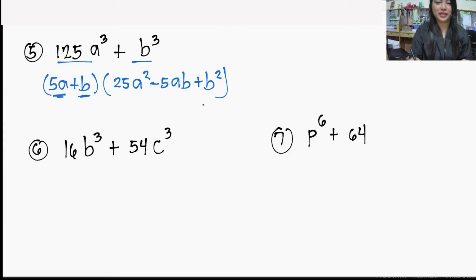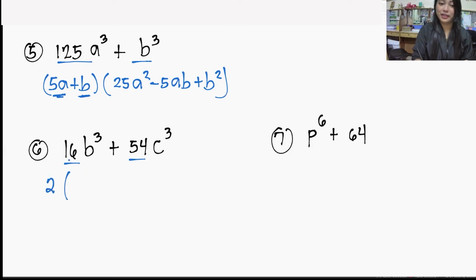Easy? Okay, next, we have two more examples here. 16b cubed plus 54c cubed. What we're going to do here is get the cube root once again. 16 and 54 are not perfect cubes. So what are we going to do? Look at 16 and 54. They have a common factor, right? What could it be? The common factor of 16 and 54 is 2. So we will get the common monomial factor first.